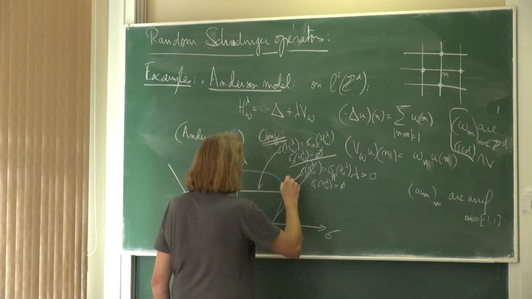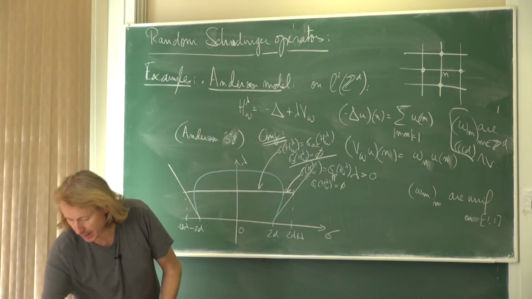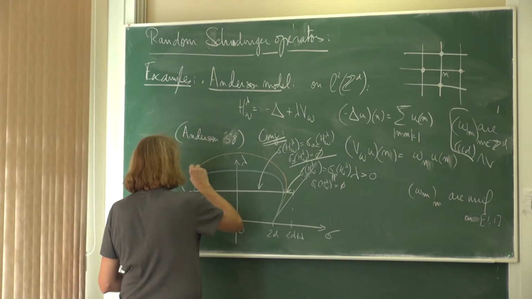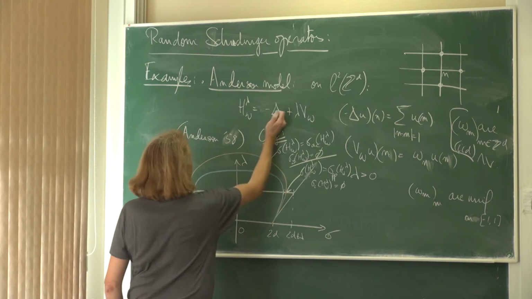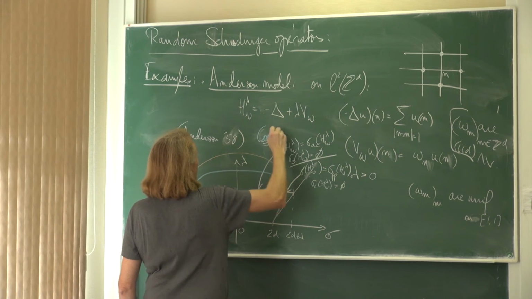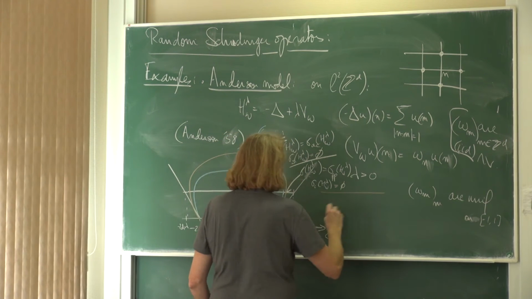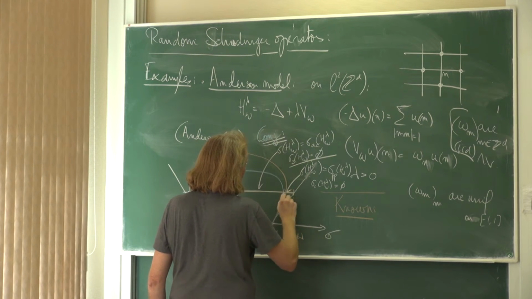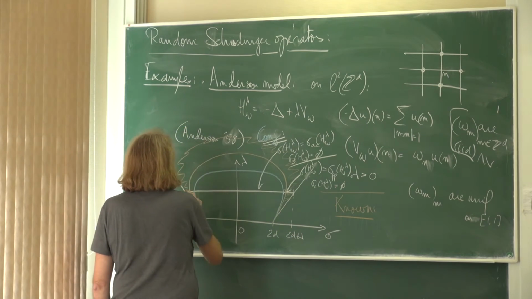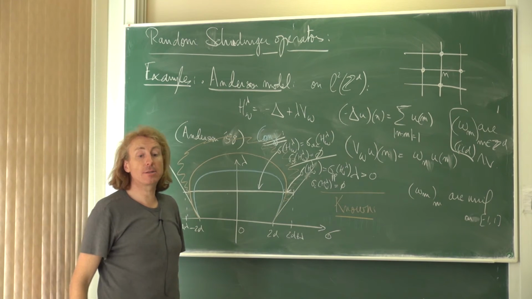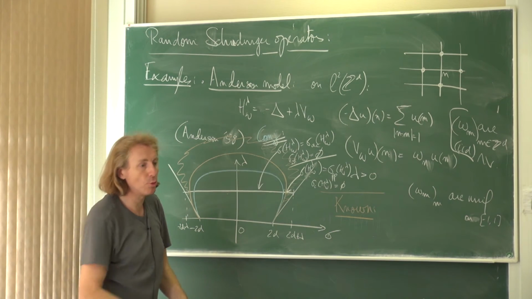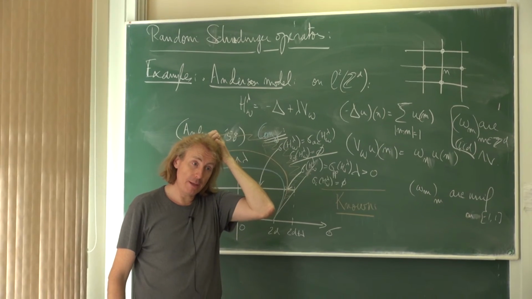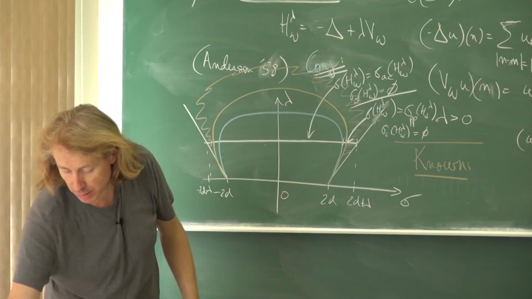What is known is this region. It is known that there is some region here, in brown, where indeed the spectrum all over here is pure point. And that's the only region that people were up to now able to analyze rigorously, at least for this model.